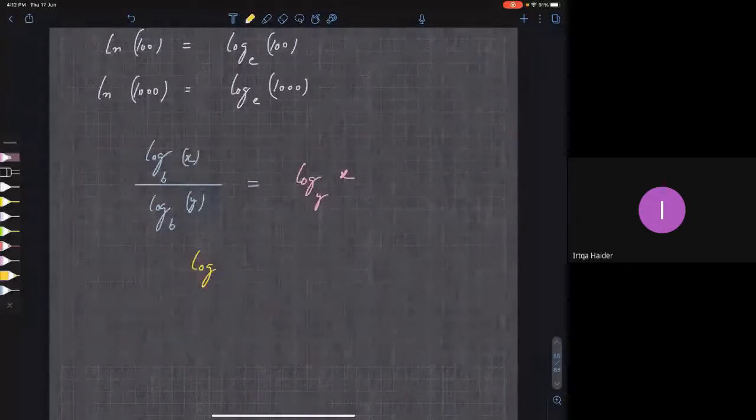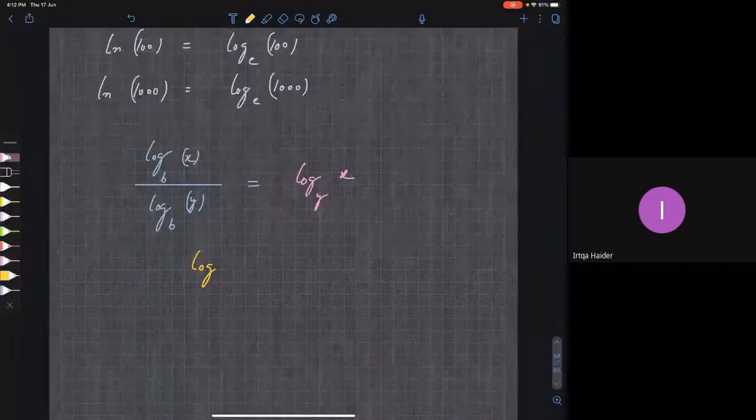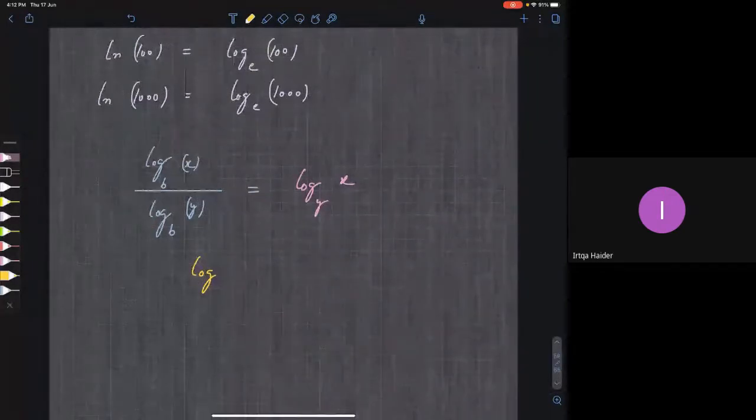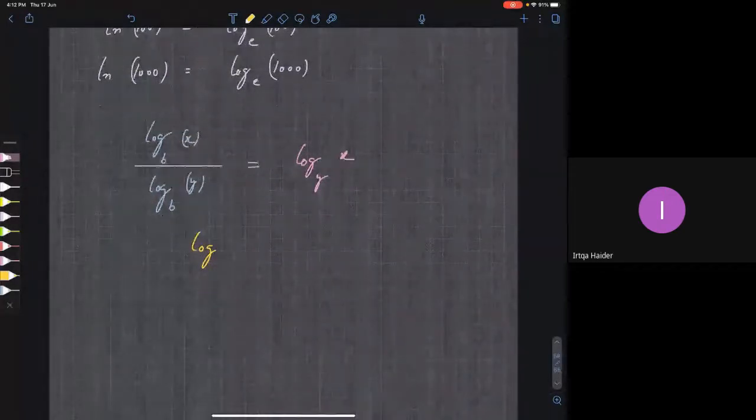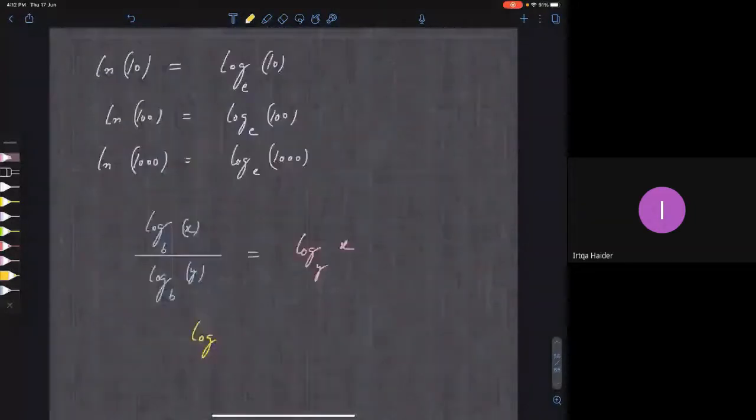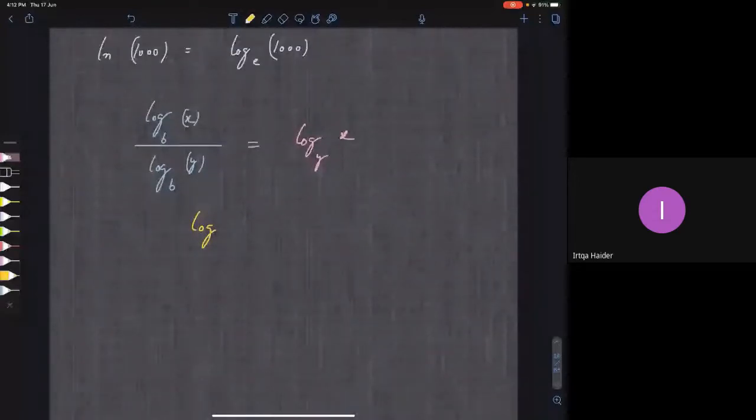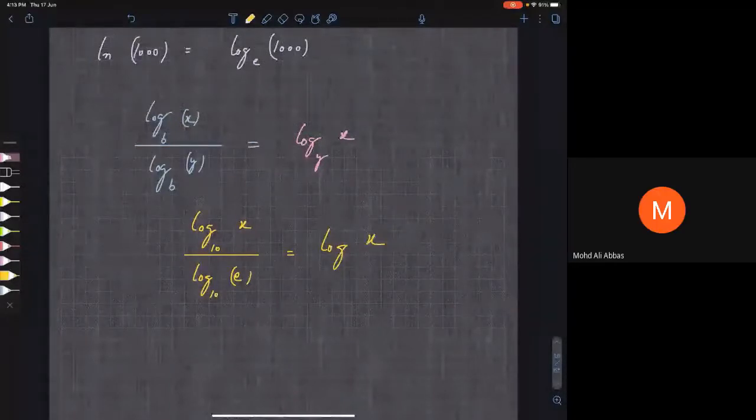See, suppose here I take log to the base 10, and here I have some number x. So in place of y, if I take e, what will I get here? Tell me. Log x to the base e.